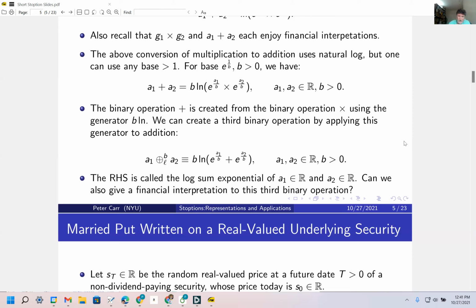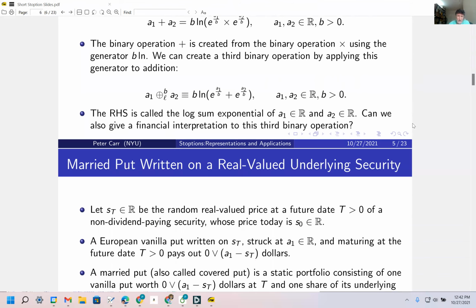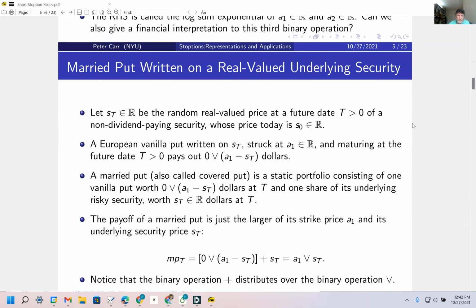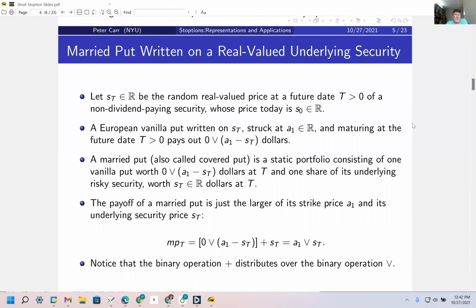And so we can call the right-hand side the log sum exponential. But the question arises, can we actually also financially interpret this third binary operation as we were able to financially interpret multiplication and addition? So the answer will be yes. And I want to introduce or remind you about a married put. And we're going to be thinking of it as written on a real valued underlying security. So the price of the underlying can go negative. So it's not a stock, but it could be the value of a swap, for example.